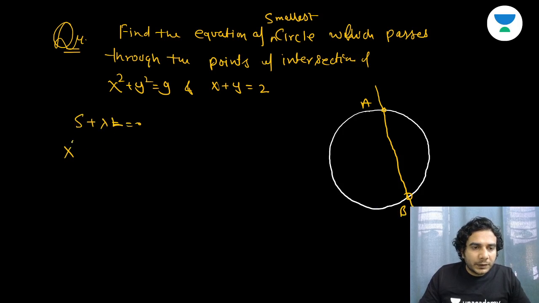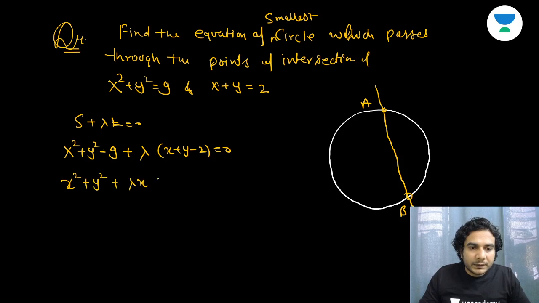So it is simply x square plus y square minus 9 plus lambda times of x plus y minus 2 is equal to 0. Okay, if I simplify it, it is x square plus y square plus lambda x plus lambda y and minus 2 lambda minus 9 is equal to 0. All right. Now you can see we can write the center of the circle.